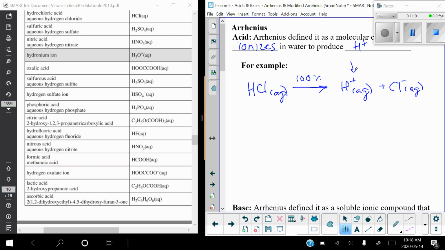Let's do this with one more, a weak acid. Let's do it with formic acid, HCOOH, aqueous. It's going to be less than 50% ionization. It's going to make H plus and COOH minus. One of those hydrogens is coming off. Let's move into bases.